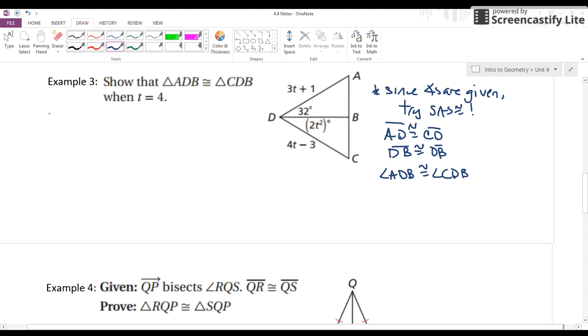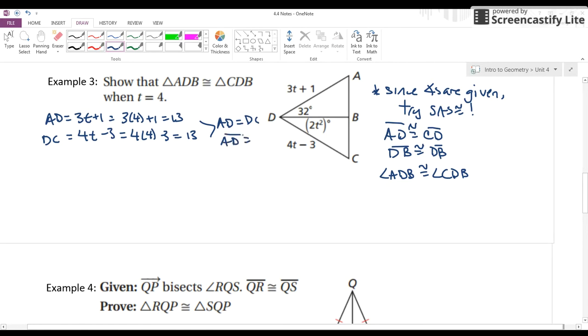So plug it in, right? AD is equal to 3t plus 1, which will be 3 times 4 plus 1, which is 13. DC is equal to 4 times t minus 3, which should be 16 minus 3, which is 13. Awesome, right? Since AD is equal to DC, AD is congruent to DC. Check. All right. DB is congruent to itself by the reflexive property.